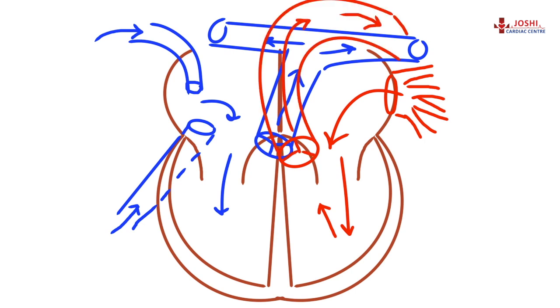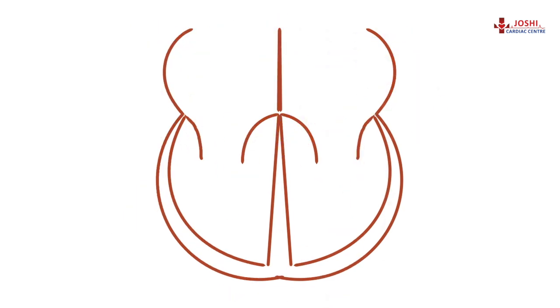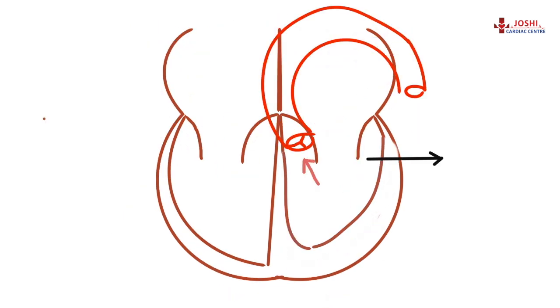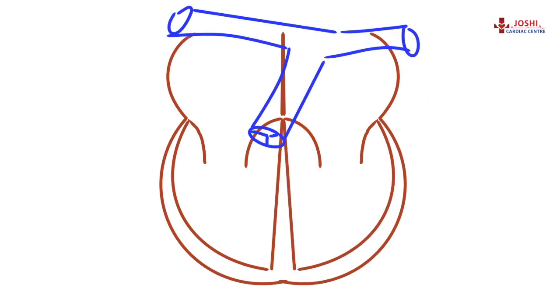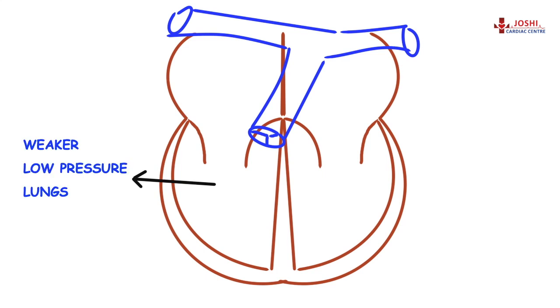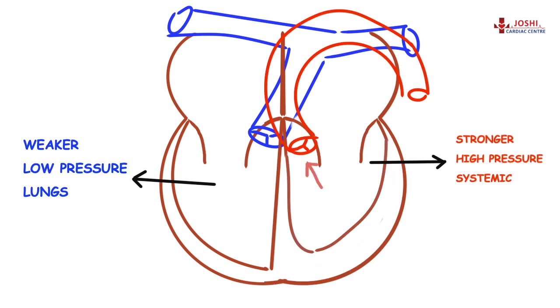One should understand that the left-sided pumping chamber, that is LV, is much stronger and generates very high pressure as it needs to pump blood to the whole body for circulation. The right-sided pumping chamber, that is RV, however, generates very low pressure as it needs to pump blood only to the lungs, which are a very spongy organ. So as compared to LV, RV generates only 1/4 of the pressure.